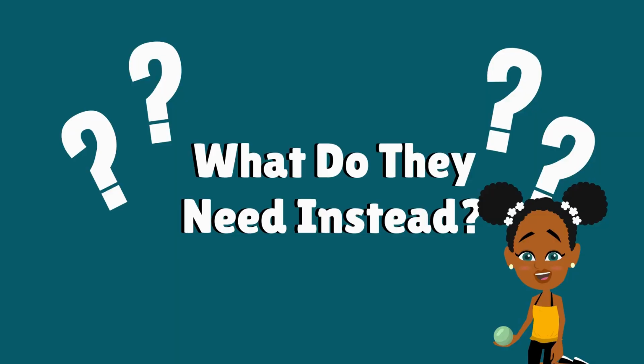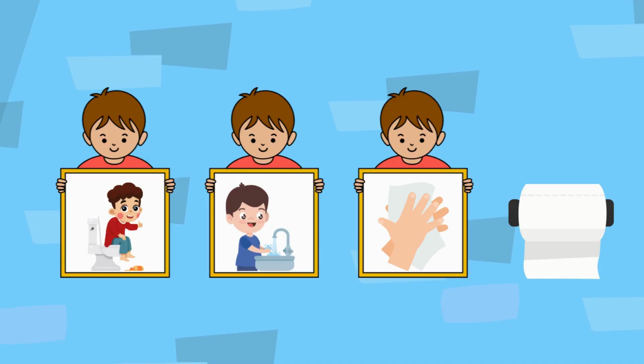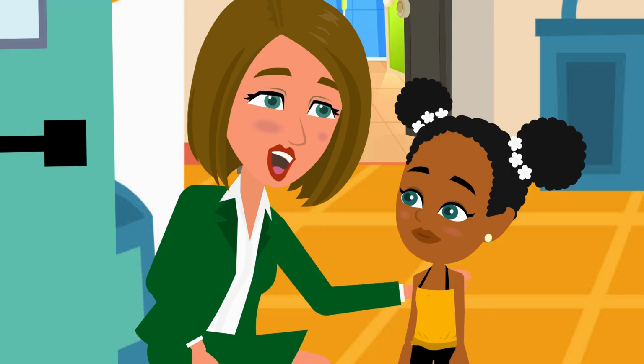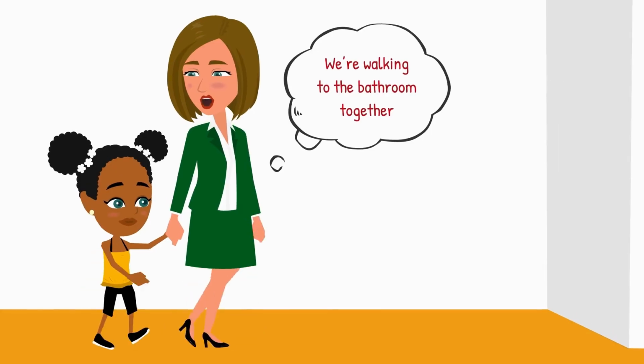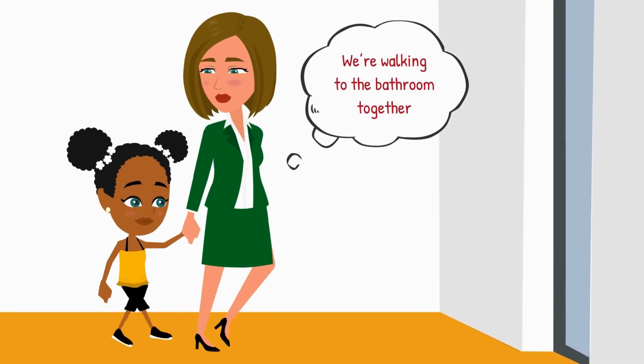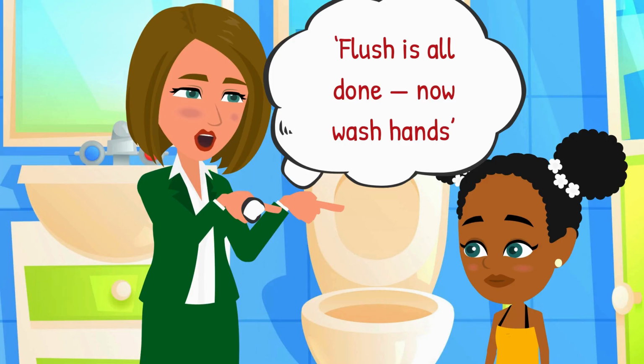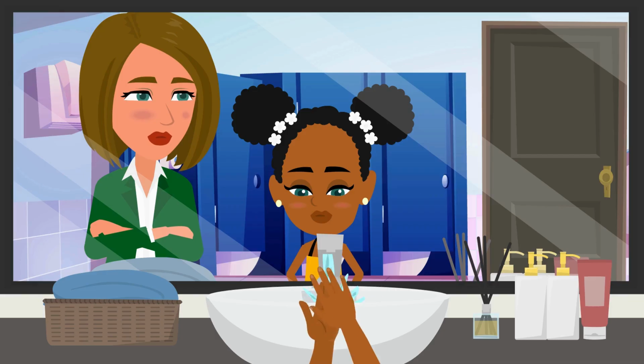What do they need instead? Support GLPs by pairing visual step-by-step routines with emotionally safe gestalts. Phrases like, "We're walking to the bathroom together," or "Flush is all done, now wash hands," create structure and calm.